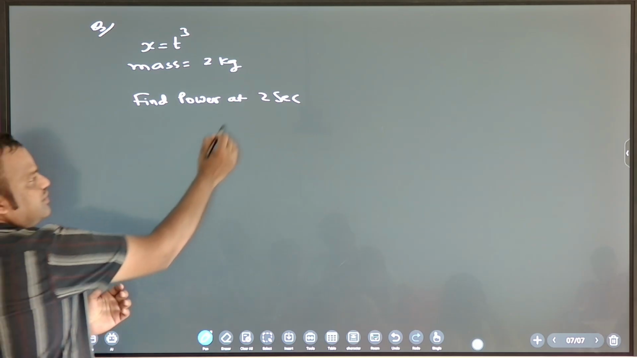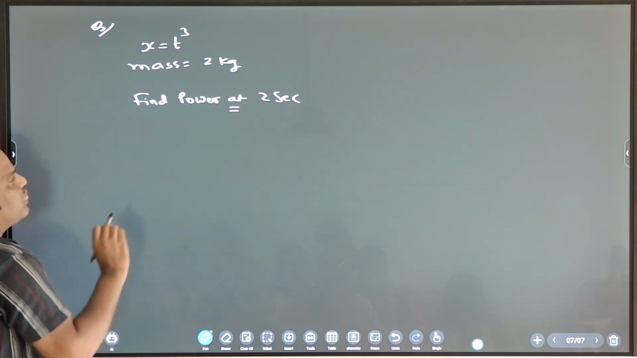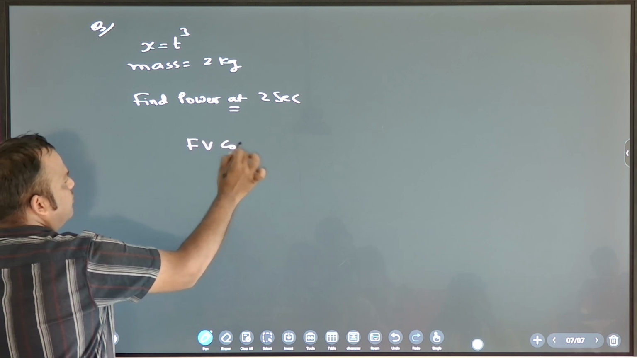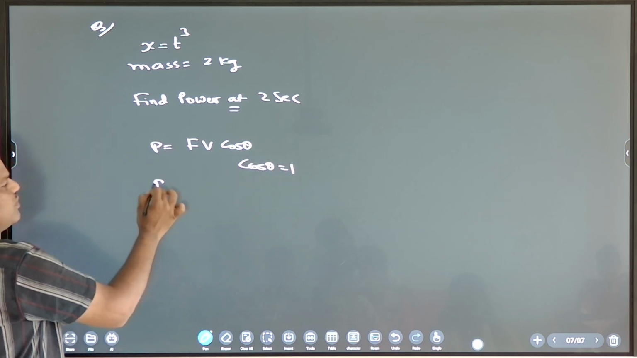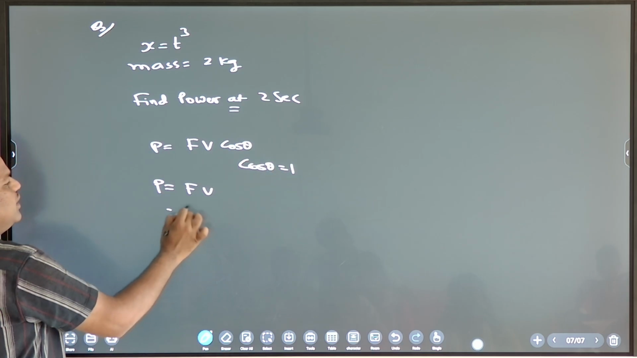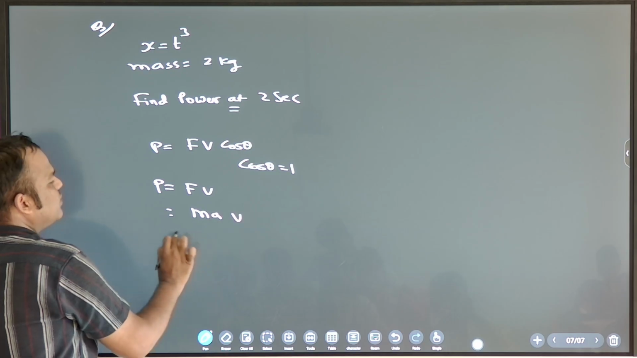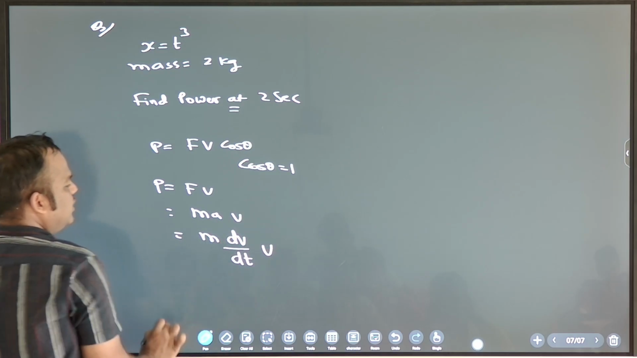Now, instantaneous or average? Instantaneous. What is the formula for instantaneous power? F cos theta. So cos theta is 1. So P is equal to Fv. F is equal to ma, mass into acceleration, and acceleration is dv by dt. Very good.